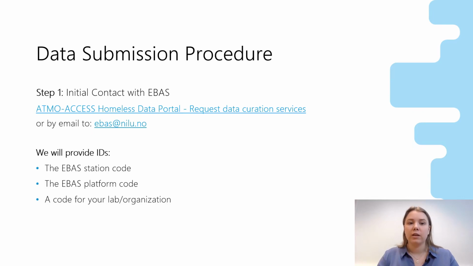Through the initial contact, the data center will provide a station code, a platform code, and a lab code. An example of this is Birkenes. These IDs are used in the metadata of your file later on. Stations and labs that have already reported data previously do not need to contact the EBAS team again and should use the IDs they already have.